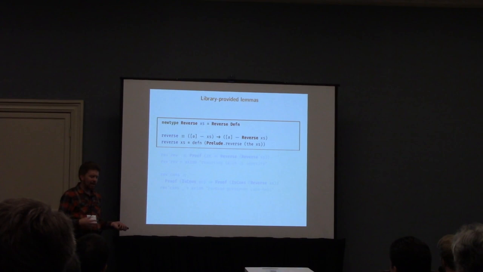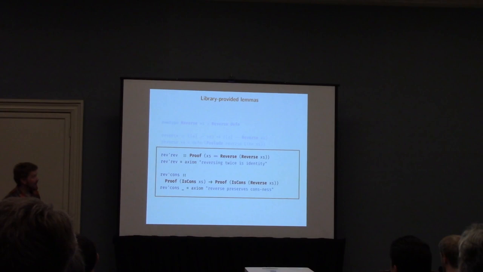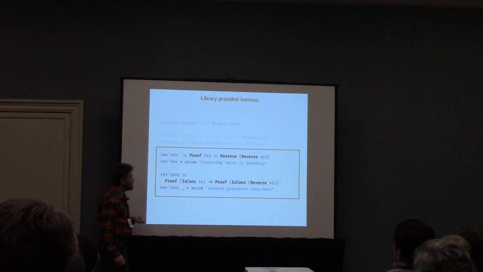The library author probably is going to have all these different functions, like list, reverse, and so on, and they want to be able to express properties of those functions. Like for reverse, I maybe want to express a property like if I reverse the list twice, then I get back the same list. Or maybe I want to express that if my list was a const and I reverse it, then it's still a const.